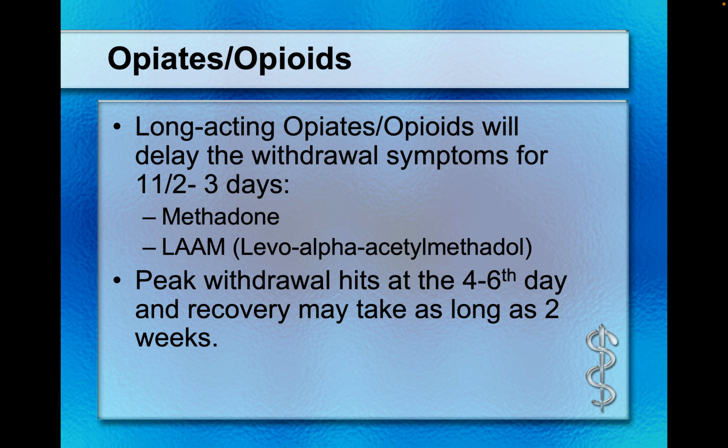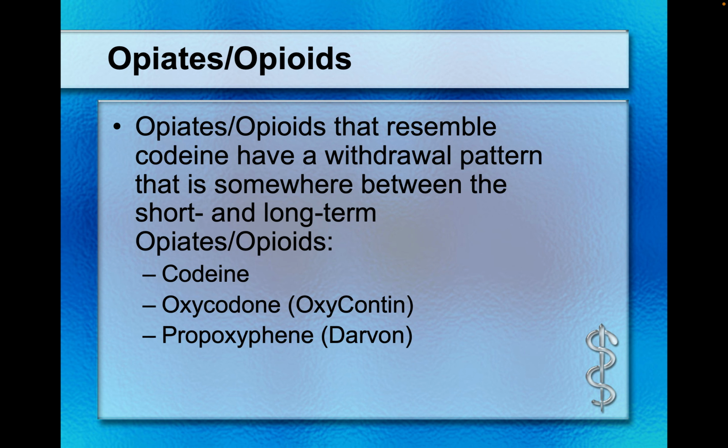Long-acting opioids will delay the withdrawal symptoms for 1.5 to 3 days, and that includes methadone and LAAM, levo-alpha-acetylmethadol. The peak withdrawal hits at the 4th to the 6th day, and recovery may take as long as 2 weeks with methadone and LAAM. Opioids that resemble codeine have a withdrawal pattern that is somewhere between the short and the long term. Opioids: codeine, oxycodone, and propoxyphene. That's OxyContin and Darvon.